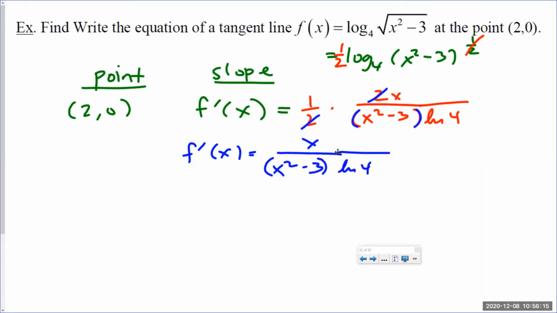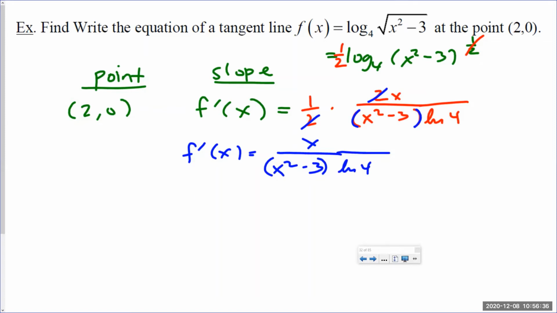All right, the problem is, guys, I need a number for the slope. A lot of students will leave it like this, but you can't leave it like this. You need a number. You need a number for the point, you need a number for the slope, okay? How can I change this into a number? The x's are really 2's.